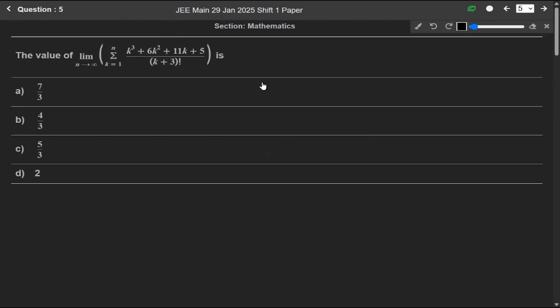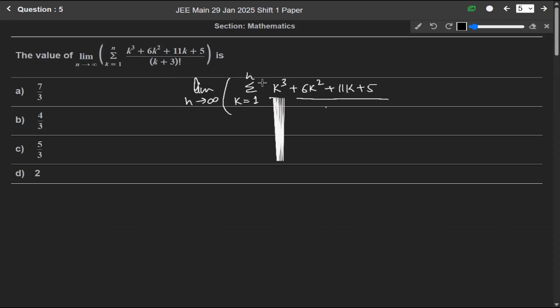Okay, now question number 5. The value of limit n tends to infinity. Okay, we have to find its value. So we are given limit n tends to infinity, sigma k equals 1 to n, k cube plus 6k square plus 11k plus 5 over this k plus 3 factorial. Okay, so we can solve it like this.